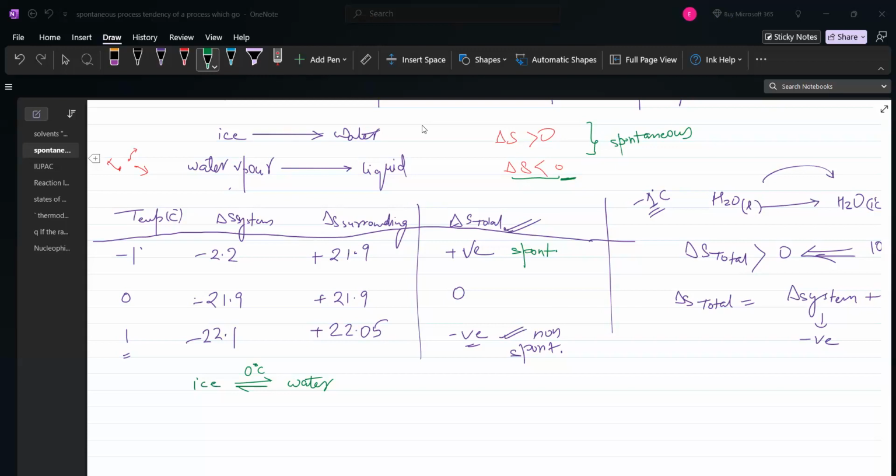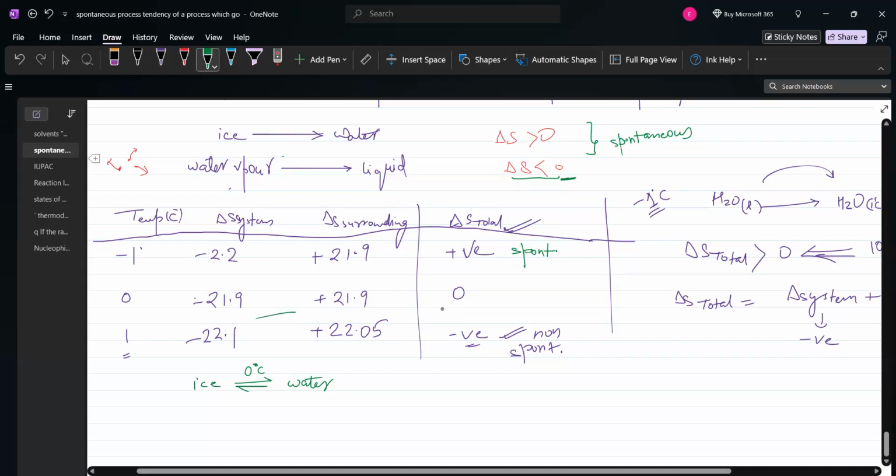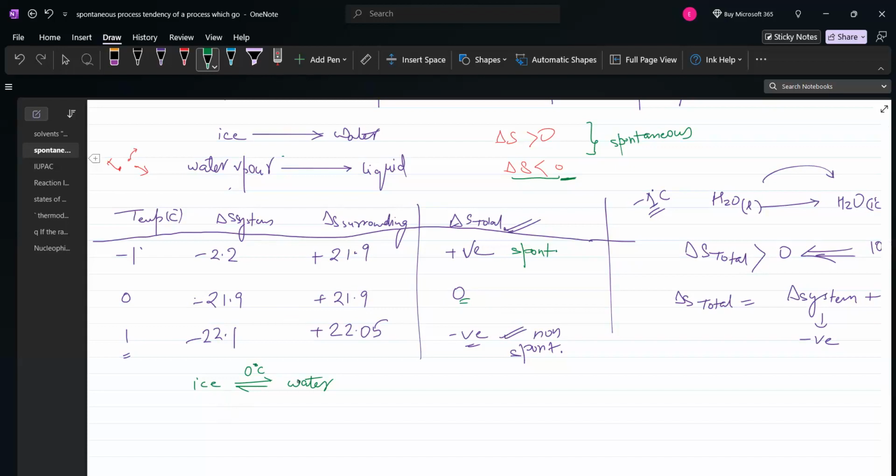At 0 degrees Celsius, is only ice there or only water? Sir, both are there. Okay, good. So both are present at that temperature. This is a clear sign that delta S at that point will be 0. At the microscopic level, ice is constantly converting into water and water is constantly converting into ice. So both are present at this temperature. That is why delta S here is 0. Got it?